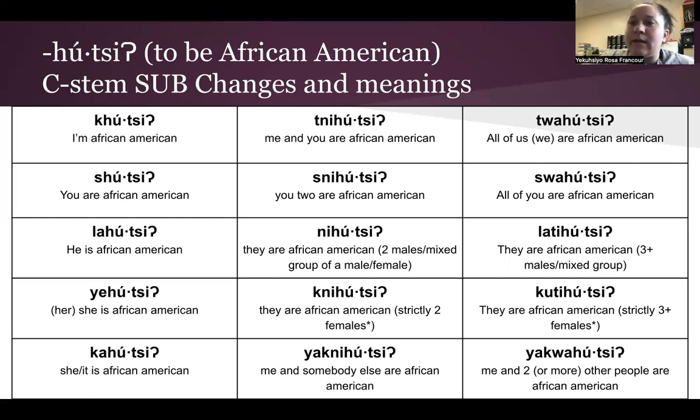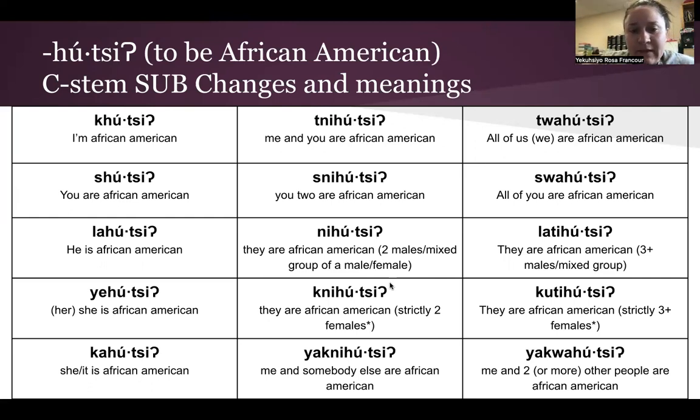Sorry, let me move my little screen here so you can see the one in the corner. Ni hunji, me and you are Black or African American. Sni hunji, you two are Black or African American. Ni hunji, they are African American, the two males. That's just more detail to the meanings of that.